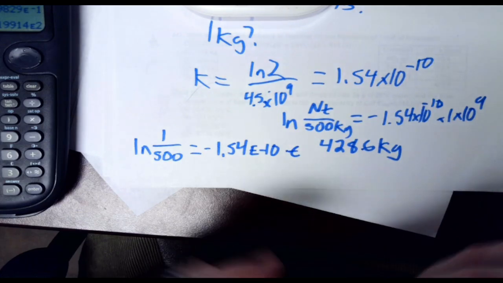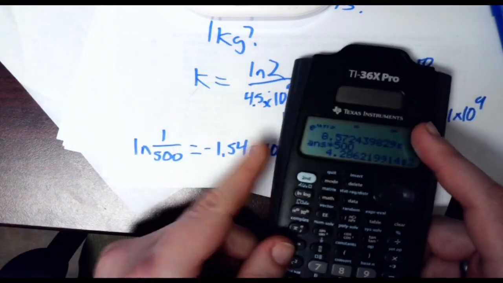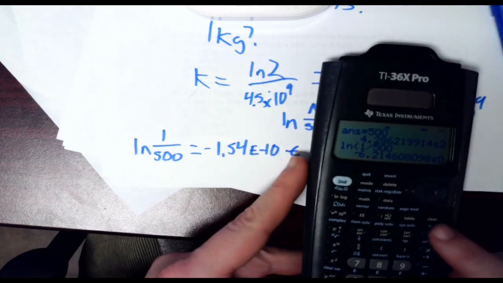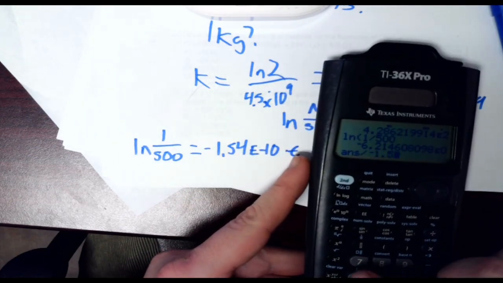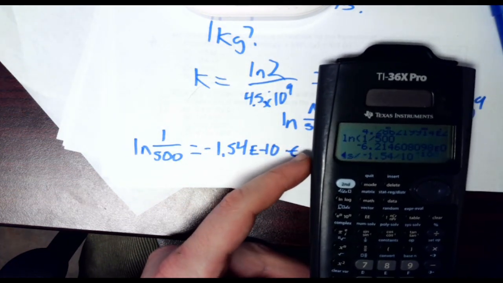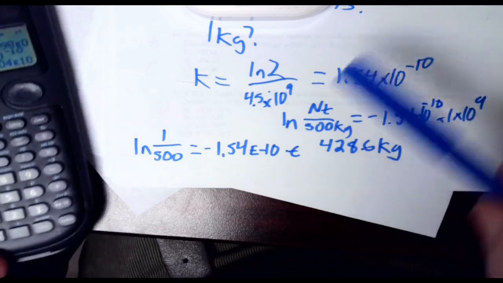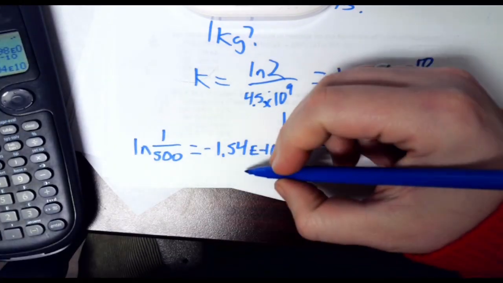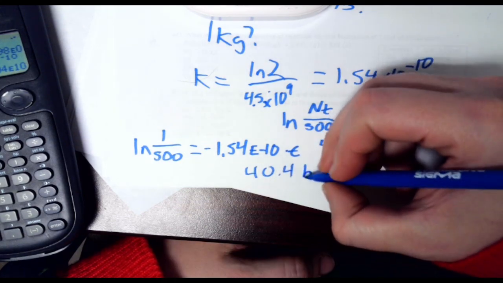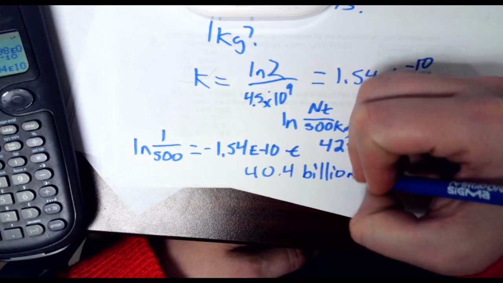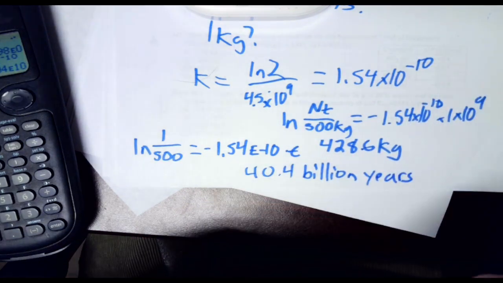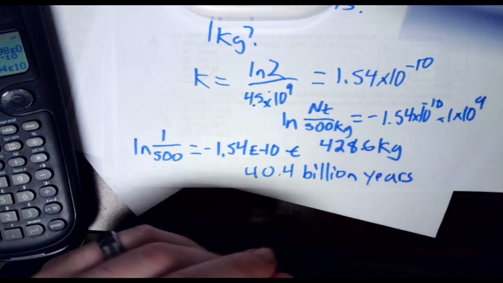So let's figure this out. ln of 1 over 500, we're going to divide by negative 1.54 times 10 to the negative 10. It's going to be about maybe 40.4 billion years. About 40 billion years to get this down to 1 kilogram remaining.